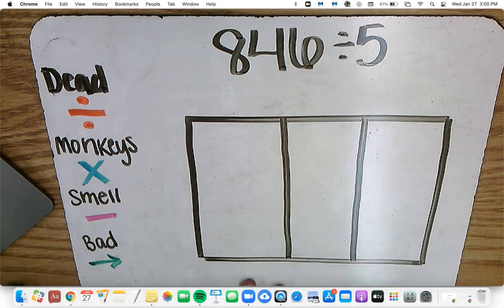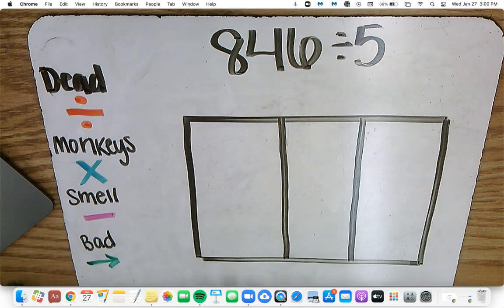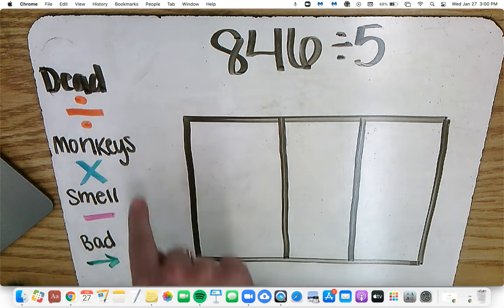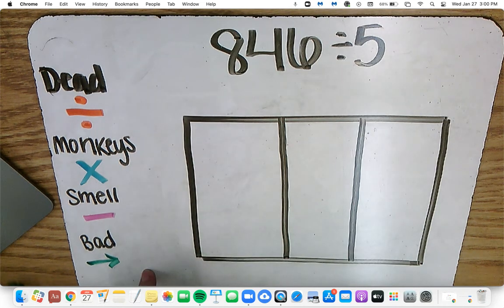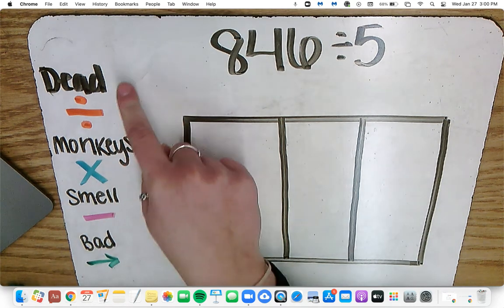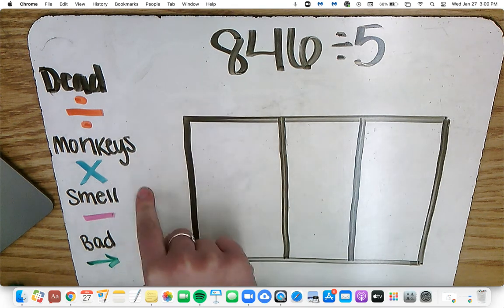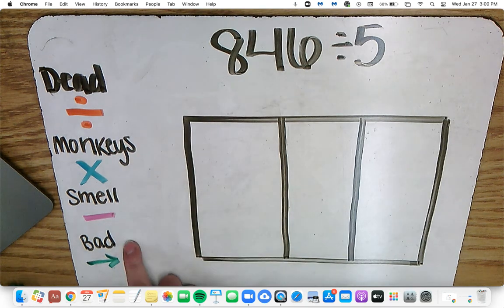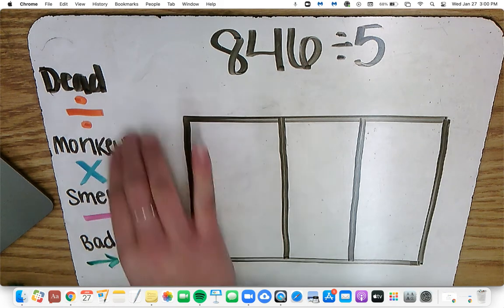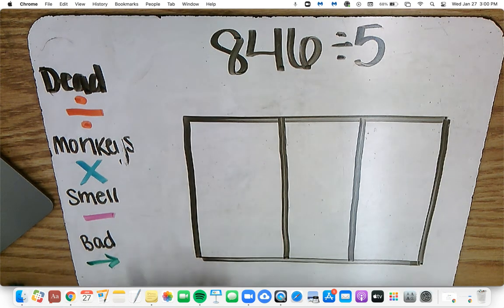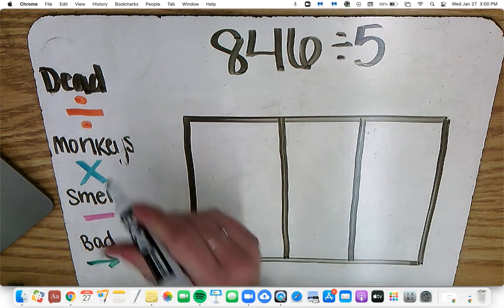Today we get to start super exciting division. This is one of my most favorite things we learned in fourth grade. We're gonna remember the steps of division through dead monkeys smell bad. And you might be thinking, well, what the heck is Ms. Students talking about? Dead monkeys, what does that have to do with math? But it's just gonna remind us of our steps. Dead stands for divide, monkey stands for multiply, smell stands for subtract, and bad stands for bring over. And I'll show you what that means in just a second, but we just have to remember dead monkeys smell bad.